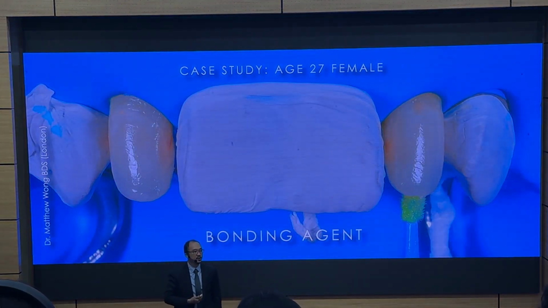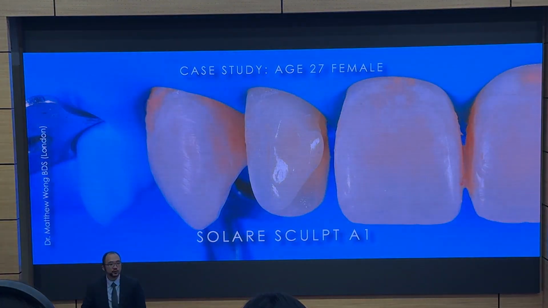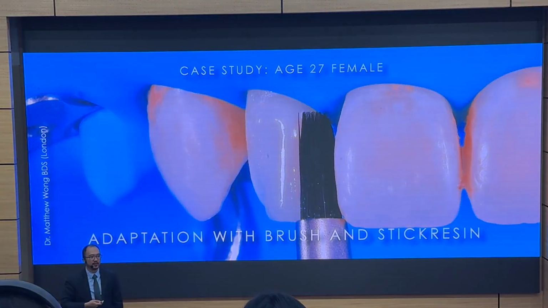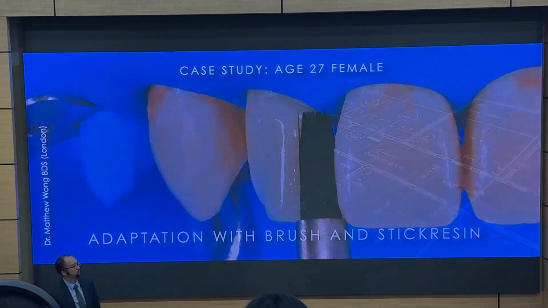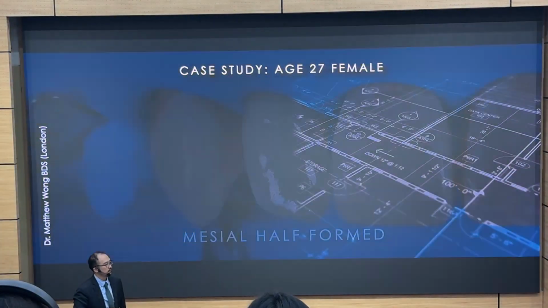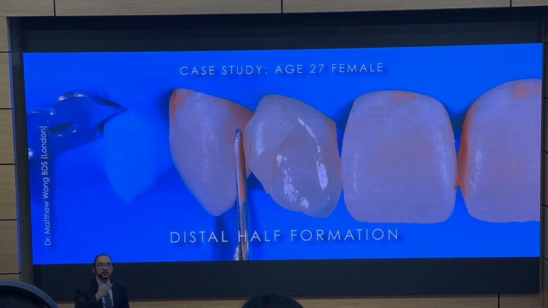What it is, is that we isolate the tooth, we etch, we bond, and we use Solaris Sculpt. The same Solaris Sculpt you saw a while ago for posterior teeth. And what we do is we apply it on the labial surface of the tooth, freehand. You apply one, you apply the other side. So you basically create a labial shell.